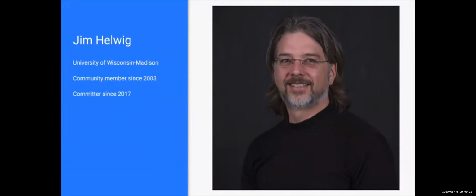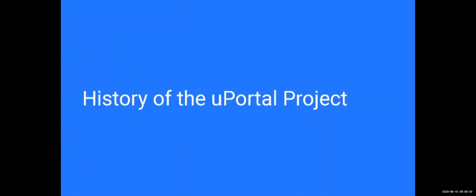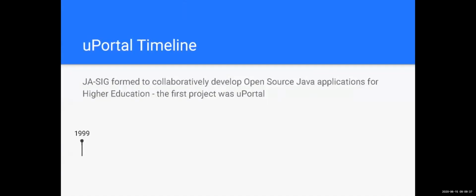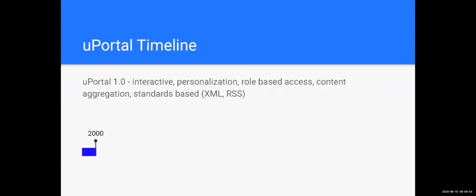I first became involved with the uPortal project in 2003 as our university started looking for an alternative portal platform. uPortal has a 2-decade history of working to meet the needs of the education community. In 1999, about a dozen universities and commercial partners formed the Java in Administration Special Interest Group to collaboratively develop open-sourced Java applications for higher education. uPortal was the first project they worked on. They collaborated to release the first version of uPortal a year later.